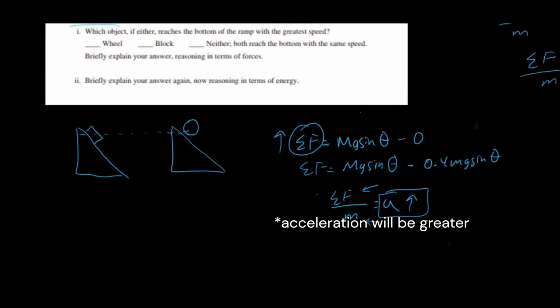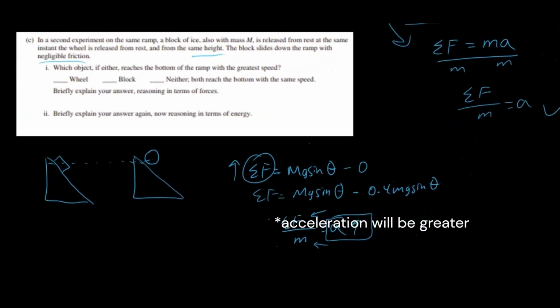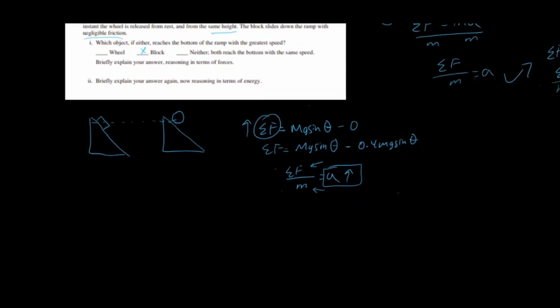And so a greater acceleration for the block will mean a greater speed when it reaches the bottom, because it's released at the same time. So greater acceleration, greater velocity at the bottom. So that'll be the block. And now it wants us to explain again in terms of energy.